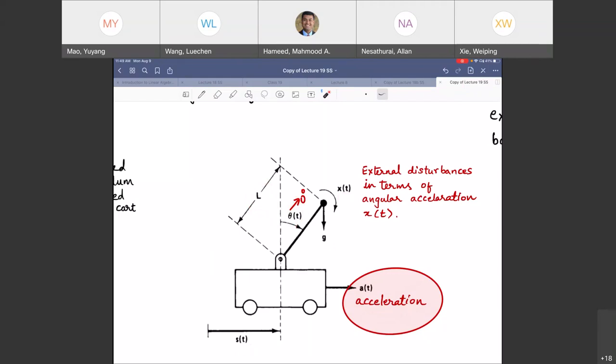Should the acceleration of the cart be related to theta of t, or it should be unrelated to theta of t? Related, right? Of course it has to be related. Otherwise, there's no point of feedback, right? So it has to be related. One way of relating: a of t is a time function, theta of t is one time function, right? What is the simplest relationship between a of t and theta of t?